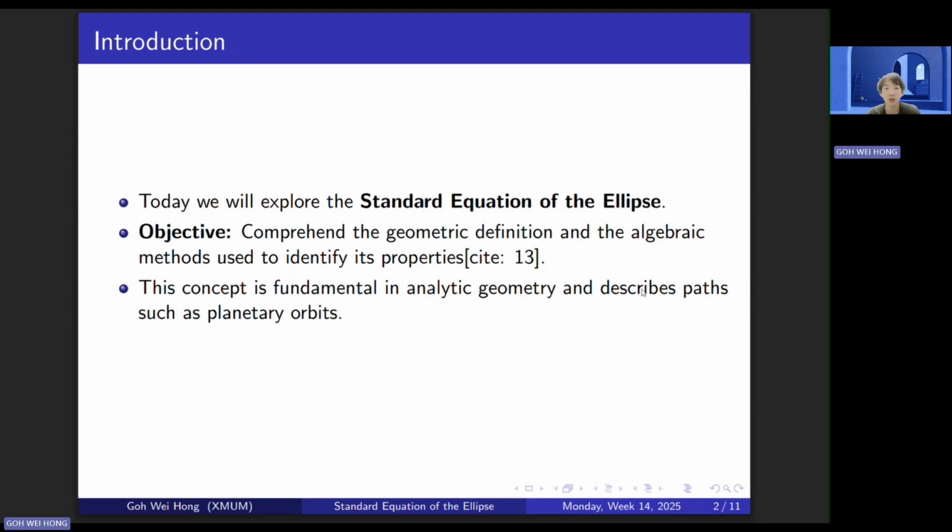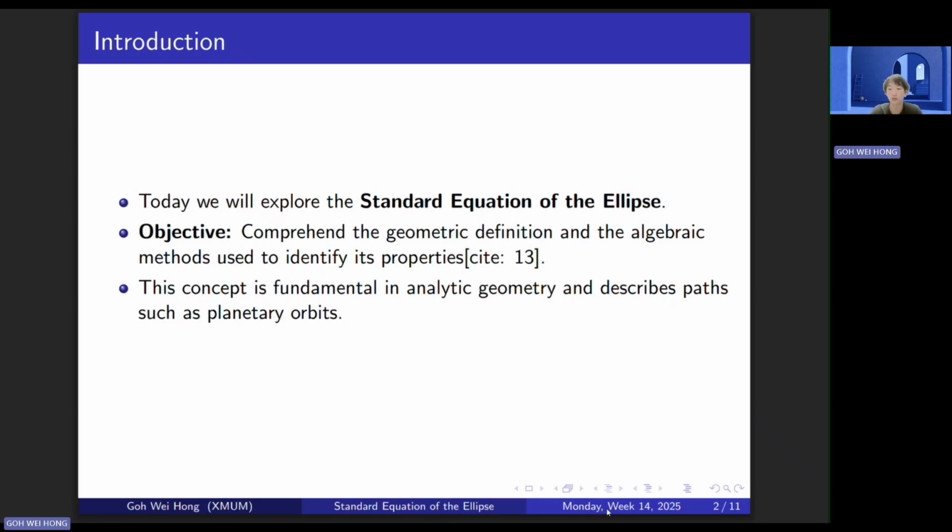First, let's look at what we will learn today. My goal is to help you understand the definition of an ellipse and the math we use to find its parts. You might ask, why are ellipses important? Well, in the real world, the planets do not move in perfect circles around the sun. They move in ellipses. If we understand this equation, we can predict how planets move in space.